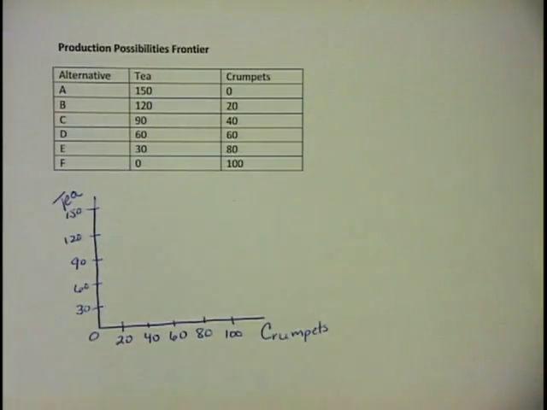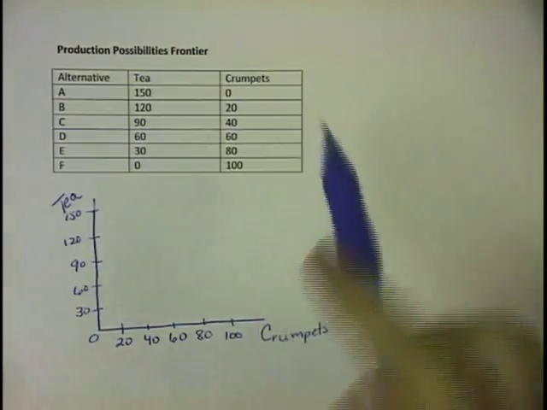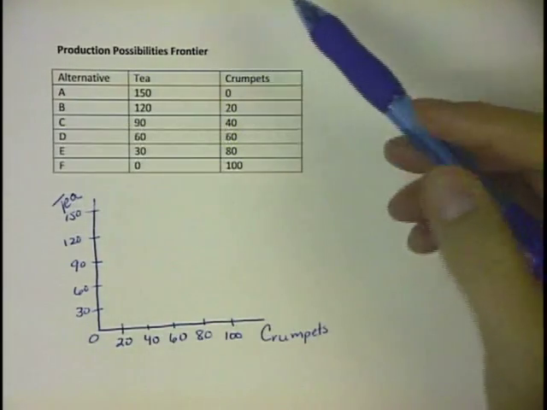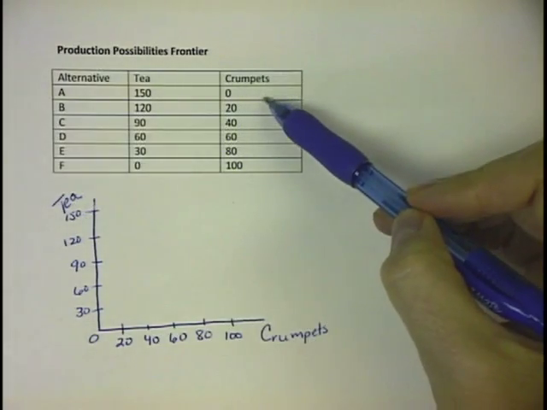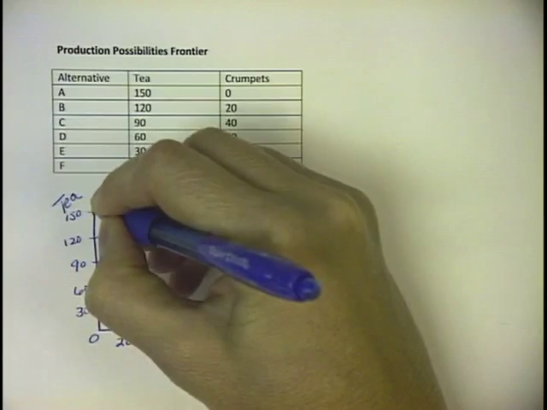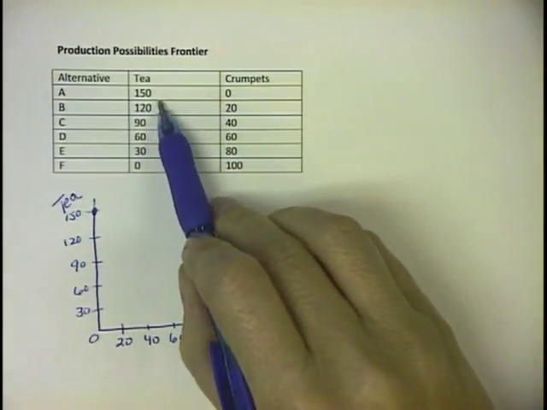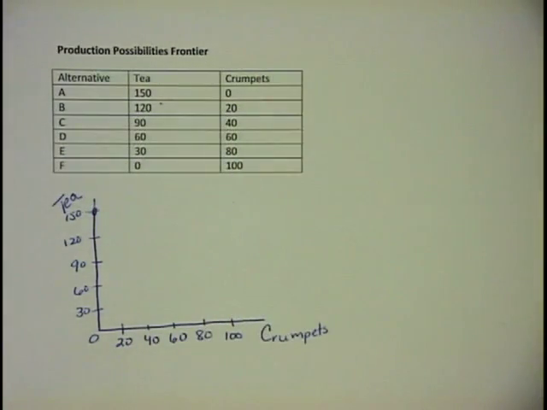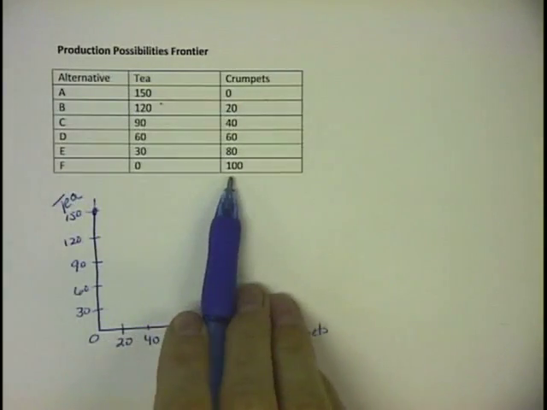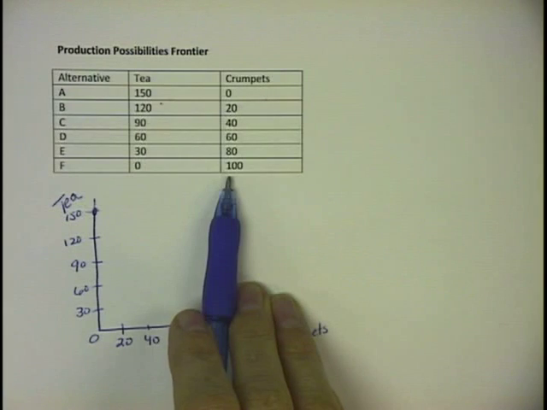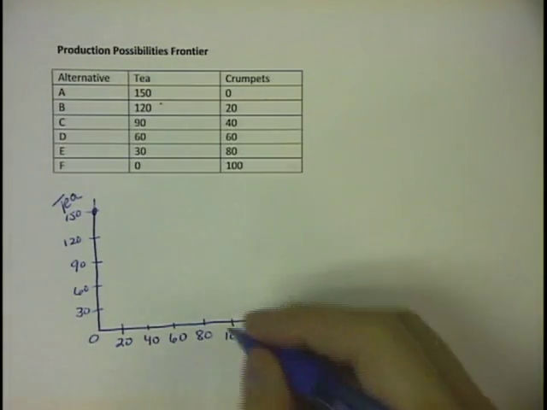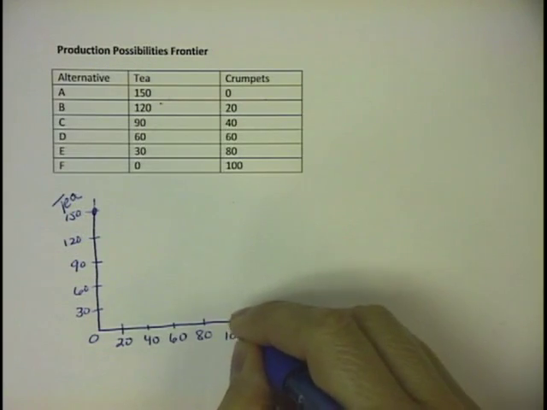Okay, so what we would do is we'd say, if this economy is producing 150 units of tea, it's using all of its resources to produce that tea, so we don't have any resources left over to make crumpets. So we would plot that point right here. That's point A, 150 units of tea and 0 units of crumpets. Now let's just zip right down here to alternative F. If we use all of our resources to produce crumpets, we get 100 crumpets, but we don't have any left over to make tea. So that would be this point right here.